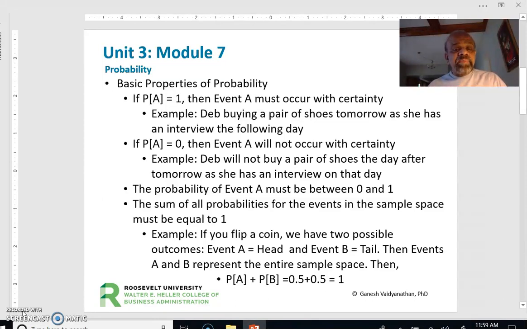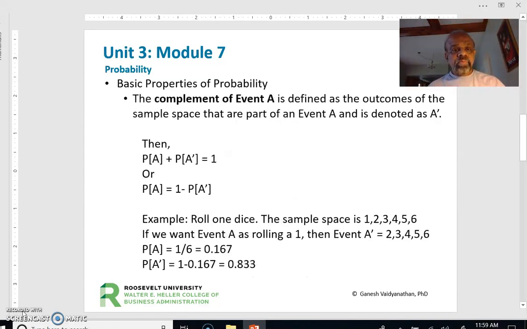The events A and B represent the entire sample space. Then the probability of event A, which is a head, plus the probability of event B, which is a tail, is going to be half plus half equal to 1. So the sum of probabilities for the events in the sample space must be equal to 1. There is another way of looking at this probability, which is called the complement of event A. The complement of event A is going to be denoted by A prime.